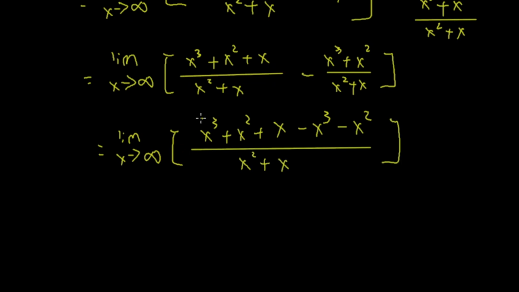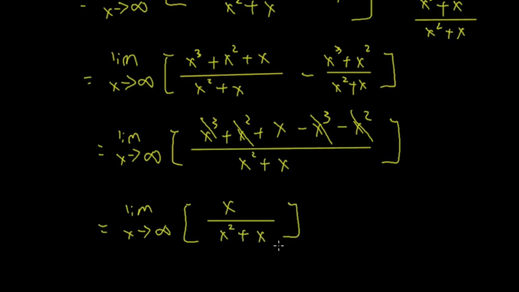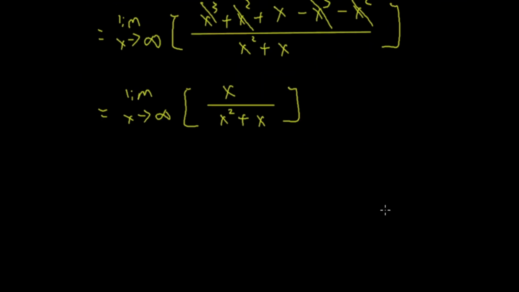Over here, x cubed and x cubed cancel out, x squared and x squared cancel out, all I have left is just x in the numerator. So it's x divided by x squared plus x. Now, you cannot really plug infinity in for x yet, because we have infinity over infinity squared plus infinity. That doesn't give you the answer, right? What we can do is divide the top and bottom by x.